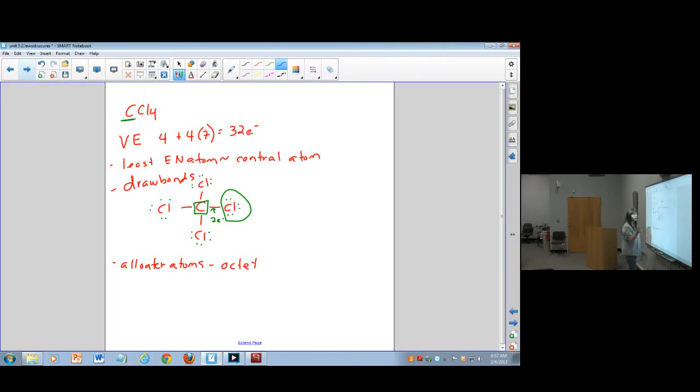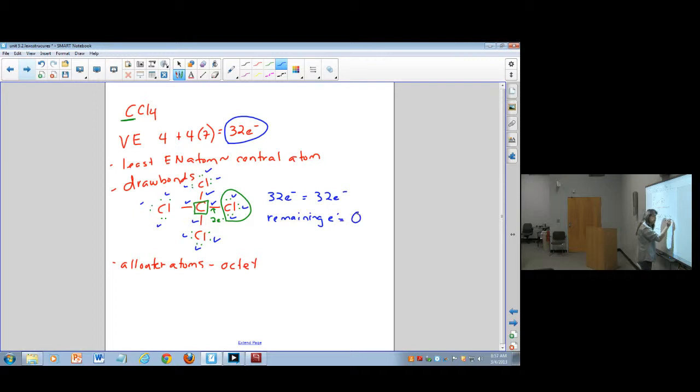So let's count and see how many we have. We have 2, 4, 6, 8. Each bond counts for 2. 10, 12, 14, 16, 18, 20, 22, 24, 26, 28, 30, 32. That's 32 electrons on this. We were supposed to get 32 electrons. So sometimes it helps to make yourself a little note. Remaining electrons in this case is equal to 0.